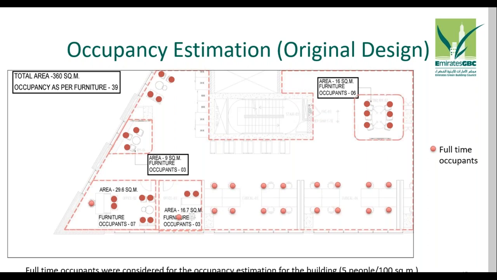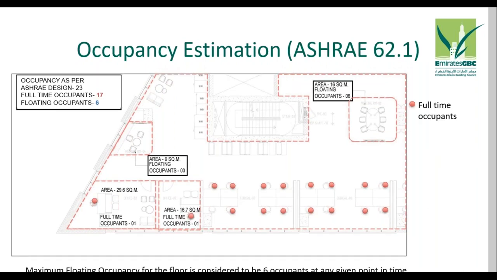Taking the inputs, the areas were further divided, so the occupancy was 39. When we started evaluating the areas and establishing the requirements, we found occupancy was on a much higher side as compared to ASHRAE. So to the same layout, we applied the ASHRAE 6.1 standard. It says that the occupancy for the office areas shall be considered as 5 people per 100 square meter, which works out to 20 square meter per person.